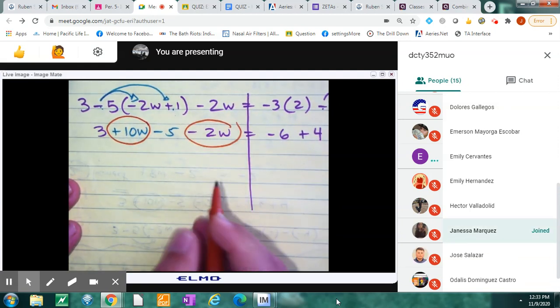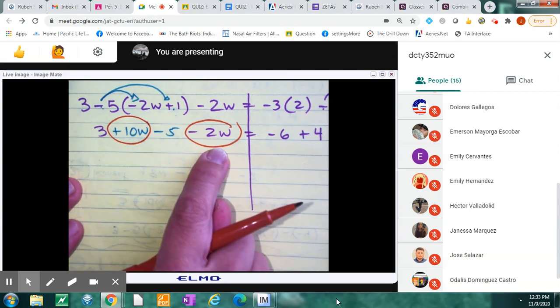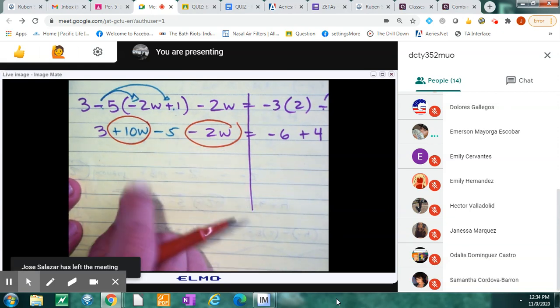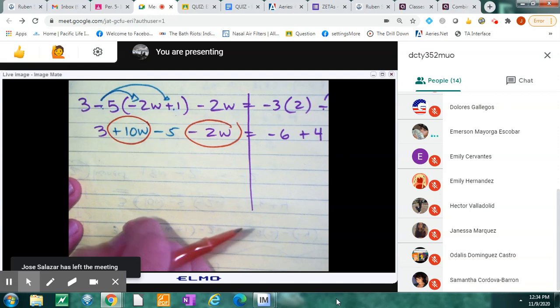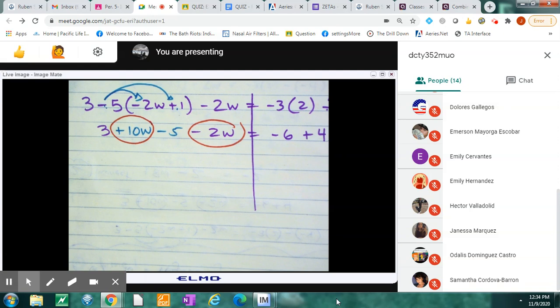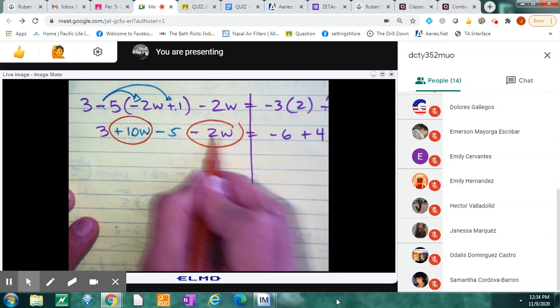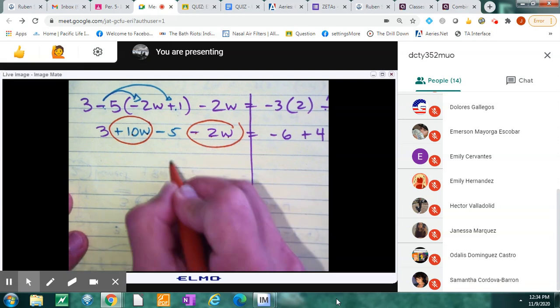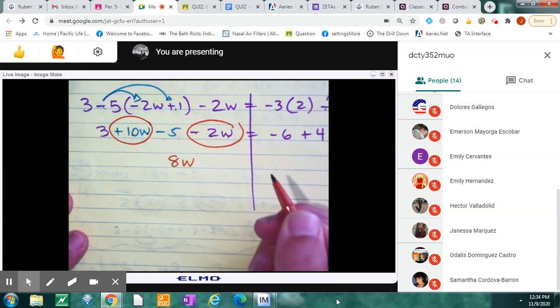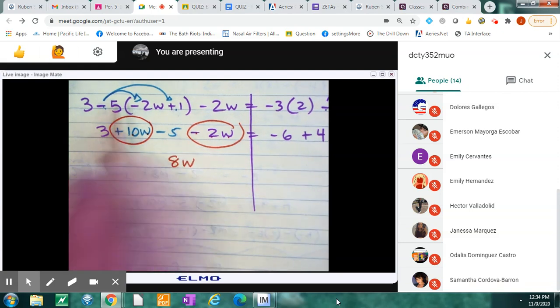All right, I'm going back to Emerson. Did you hear the answer? What are we combining? Very good. Why? Because they both have the W. Right. So then we're going to combine what else? So let's go ahead, 10W minus 2W is 8W, right? So then if Emily helped you there, what else am I going to combine?